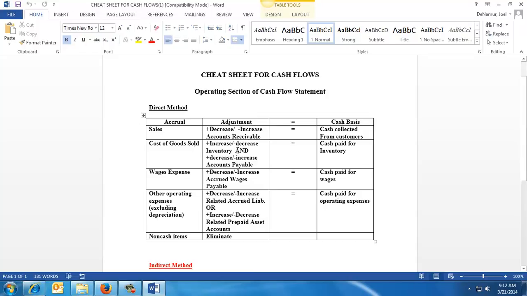We also then have to look at accounts payable on our balance sheet. And if that has decreased, we will add that decrease. If it has increased, we will subtract it. So when we factor in all three of these items together, your total will be the amount of cash paid for inventory.